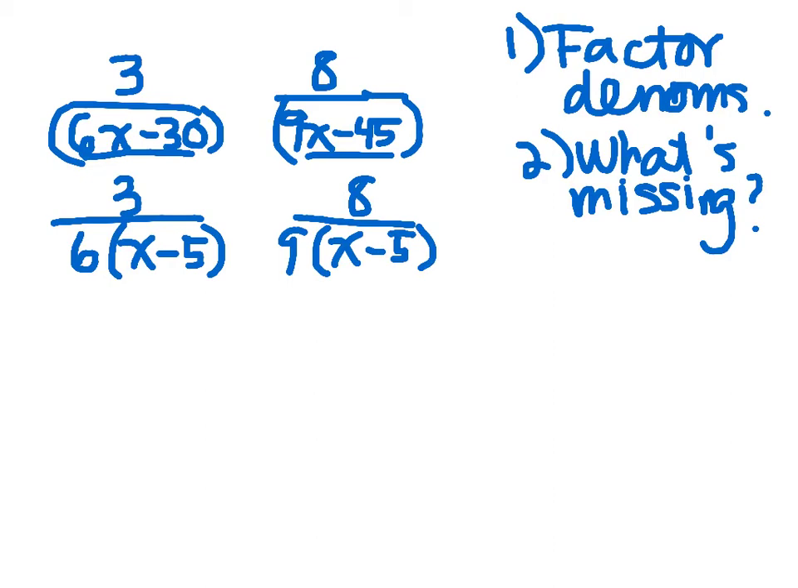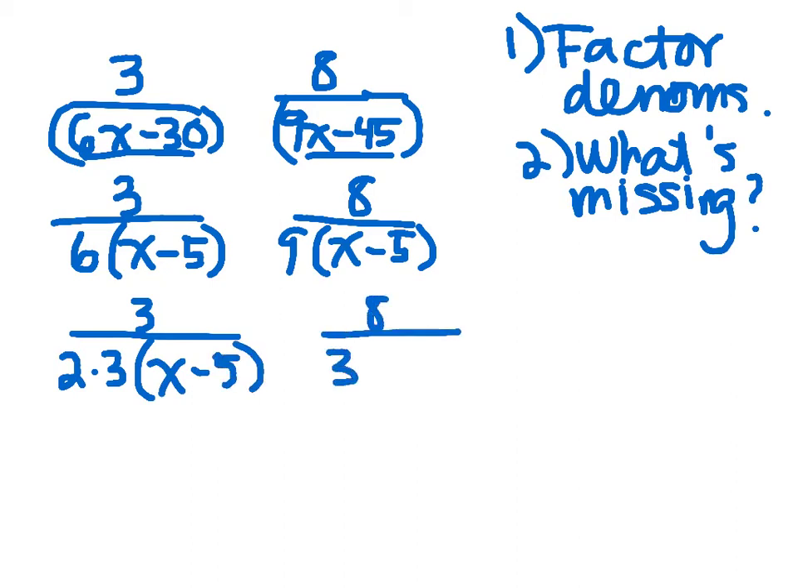Well, for some of you, it might help to write out that 6 is really 2 times 3 times (x minus 5), and 9 is really 3 times 3 times (x minus 5). So what this fraction is missing on the left is a 3, and if I do it on the bottom, I do it on the top. This one is missing a 2. If I do it on the bottom, I do it on the top.